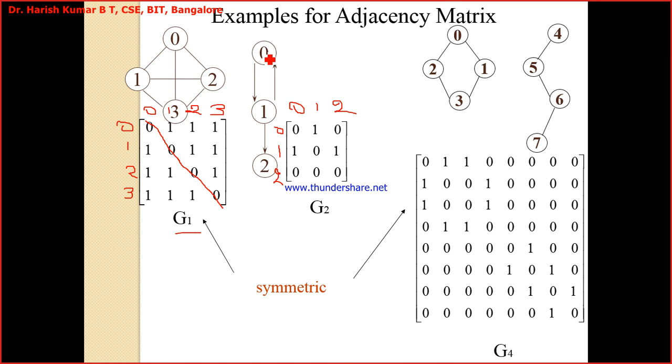So 0 to 2, what we have is 0, but still this 2 from 0 can be reached via 1. From 0 I know that I can go to 1, and from 1 I know that I can go to 2, so that is possible. That is all part of the traversal techniques which we will be discussing later.